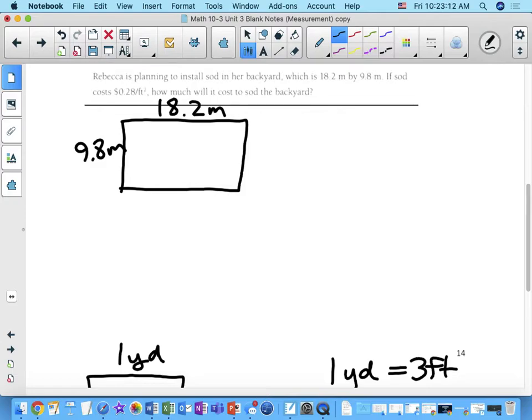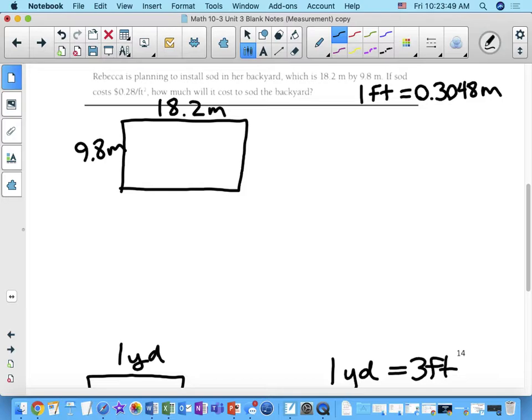So here's where you have to get out your formula sheet, and we need to know what is the conversion factor between meters and feet. What is that conversion factor? 1 foot equals 0.3048 meters. Okay. Nice, okay. So we basically need to convert each of these individual lengths into feet.